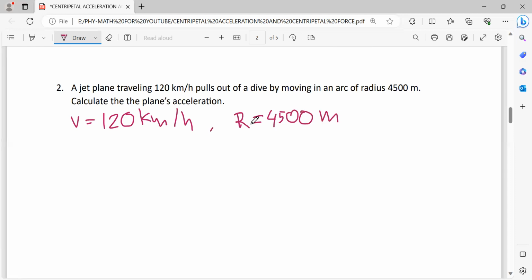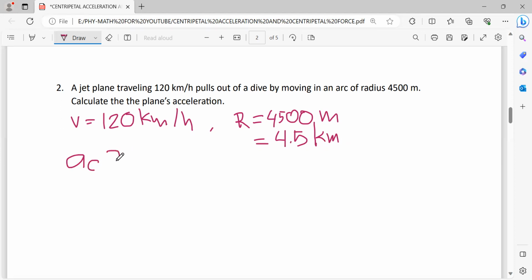But you have to convert this radius, 4,500 meters, becomes 4.5 kilometers, because the velocity is in kilometers. So we should convert the radius into kilometers, following the tangential velocity, to make the calculation easier.